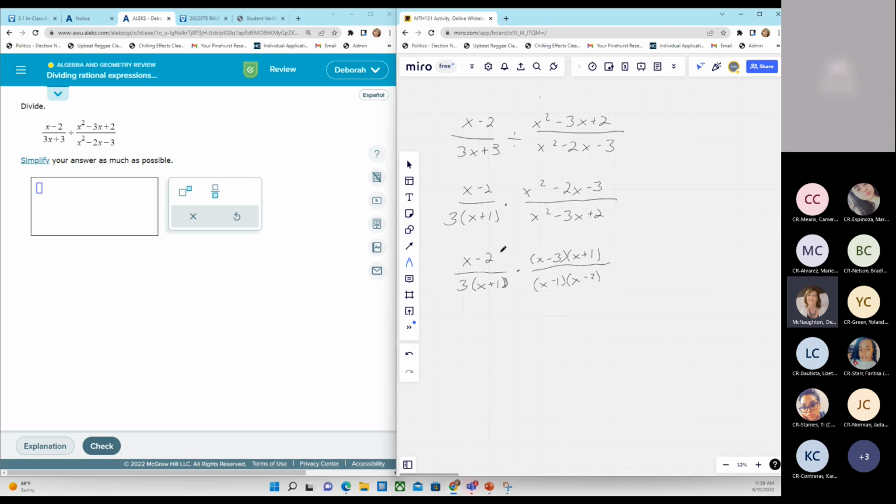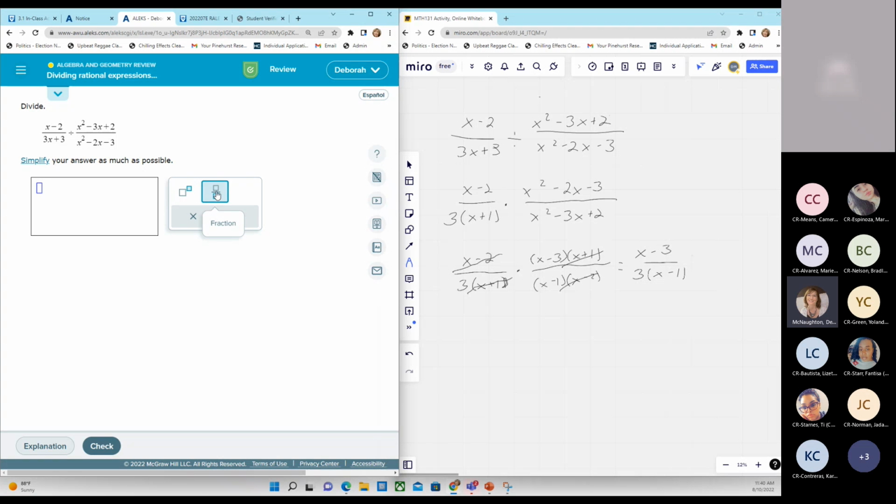And then I'm just going to cancel things. So here I have an x minus 2 and an x minus 2. I have an x plus 1 and an x plus 1. So in the numerator, I end up with x minus 3. And in the denominator, I end up with 3 times x minus 1. And that's as much as I can simplify.